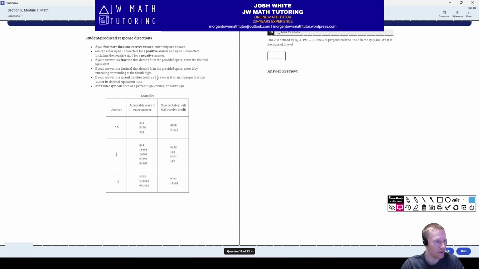All right, next up, number 19. Here we have a line and you're told that another line is perpendicular to this. What's the slope of the perpendicular line? Oh, and let me snap back to the default zoom view.